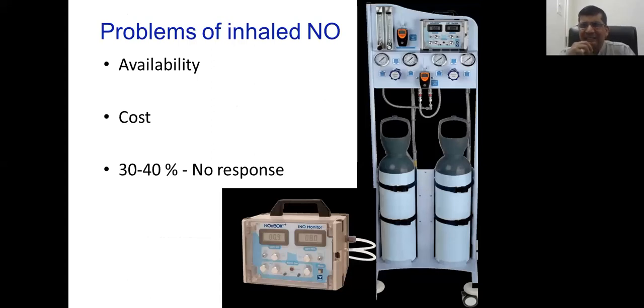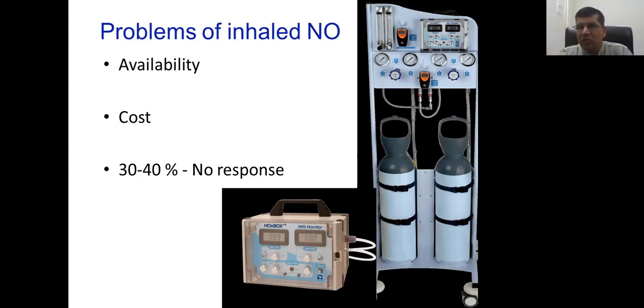The problems of the nitric is one is availability and cost. In a medical school like us, where the day's cost goes 25,000, it's a big problem. 30 to 40% non-responder. It's not like all the babies will respond. It's not 100% thing. Maintenance is there, cost is there. That's what I said, it's a white elephant. My statement for nitric is white elephant. So please work on that early management.